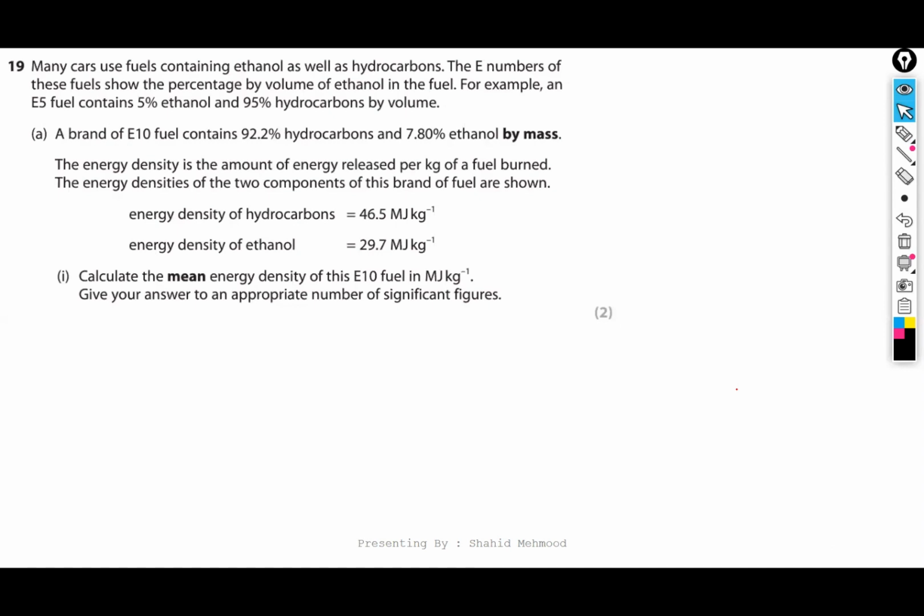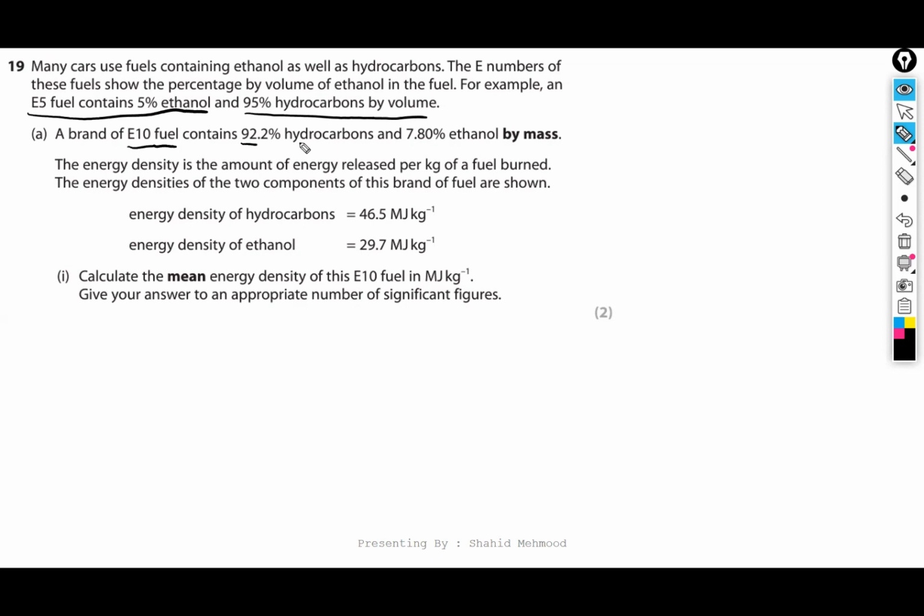Question 19. Many cars use fuels containing ethanol as well as hydrocarbons. The E number of these fuels shows the percentage by volume of ethanol in the fuel. For example, an E5 fuel contains 5% ethanol and 95% hydrocarbon by volume.